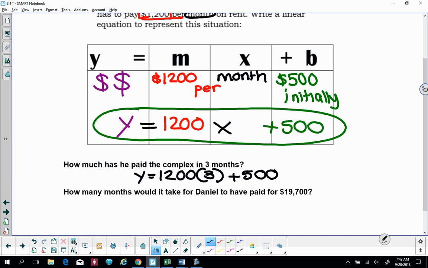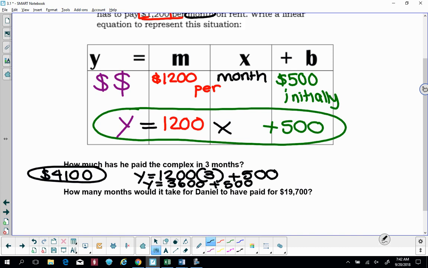What is 1,200 times 3? 3,600 plus 500. 4,100. Perfect. So how much has he paid? We want to know how much he paid, so we're trying to find the Y. And we find out that he's paid 4,100 to this apartment complex in 3 months. Does this make sense how we labeled it and it made it easier to plug things in?